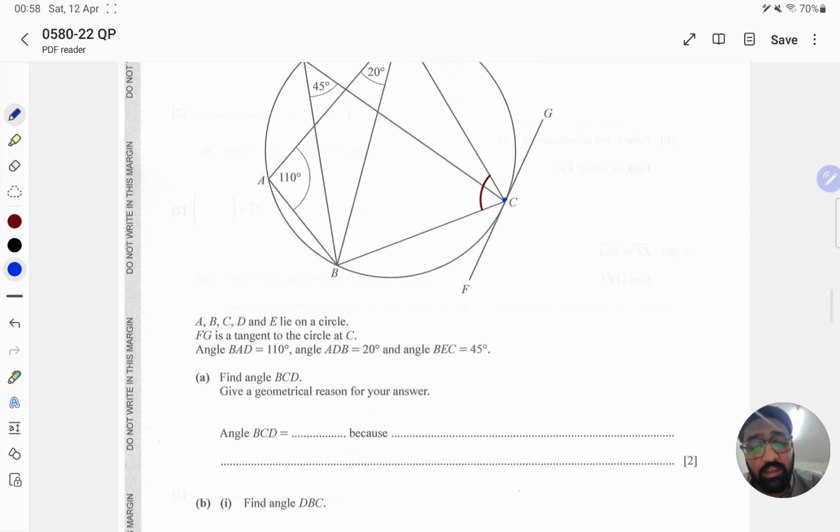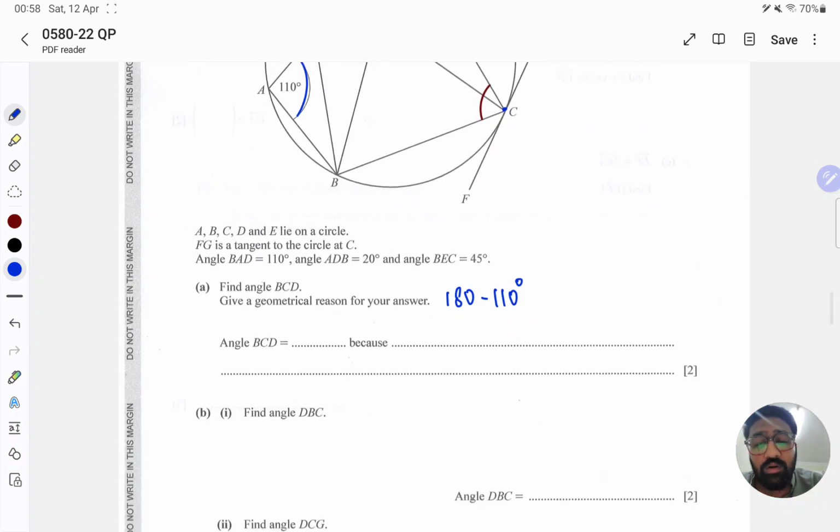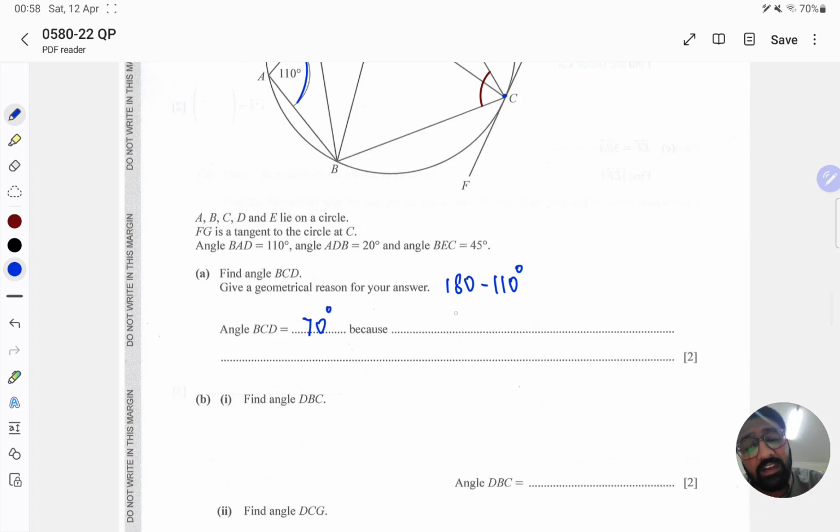So first of all, let me tell you how we can find it. It will be 180 minus 110, which is exactly on the opposite segment, because I'm sure you must recall that the sum of angles in the opposite segment is always equal to 180 degrees. So the answer for BCD is 70 degrees, and the reason is angles in opposite segment are supplementary.